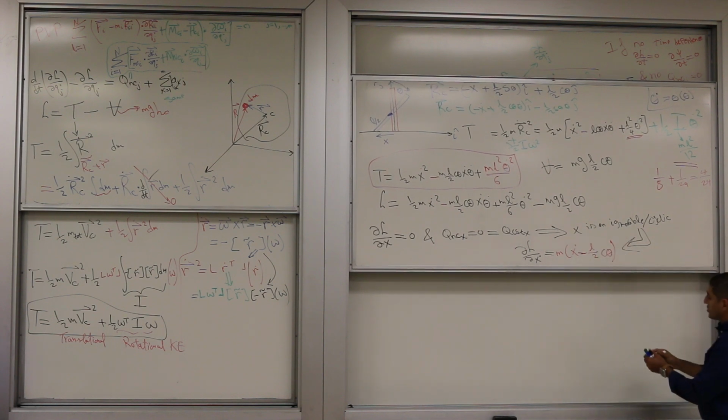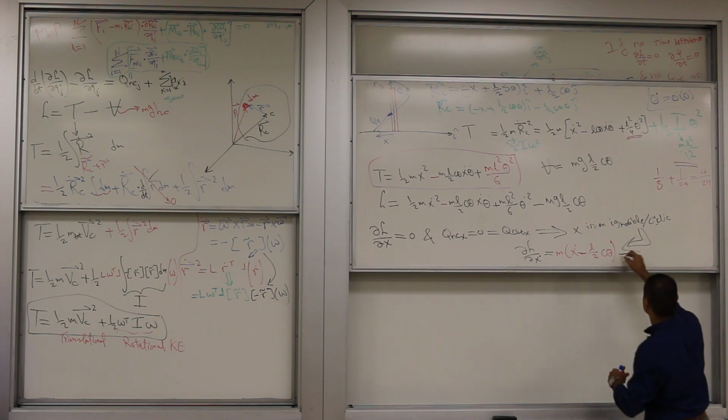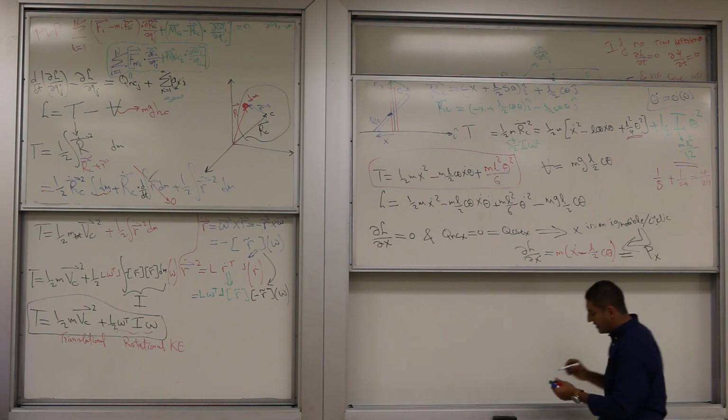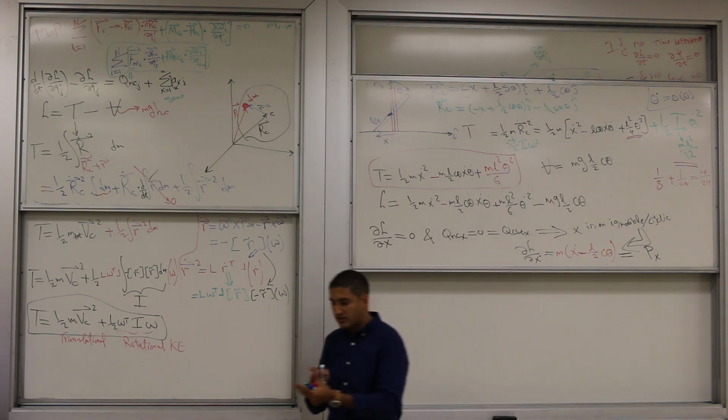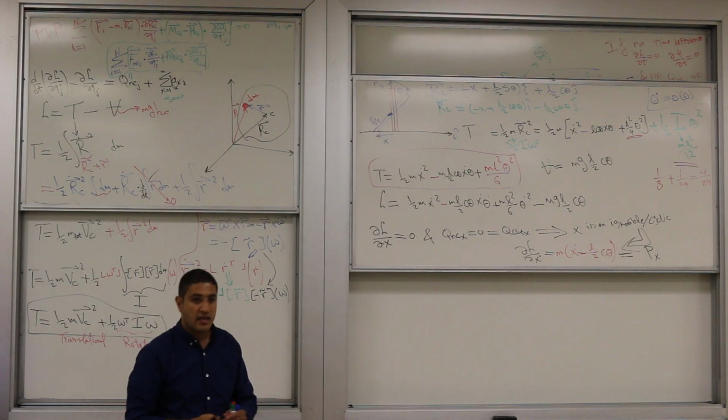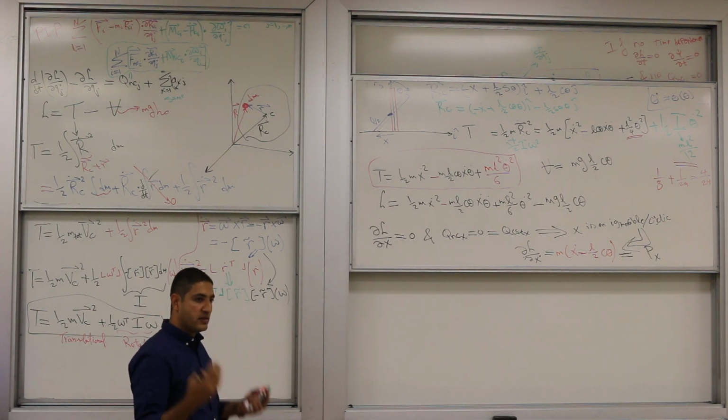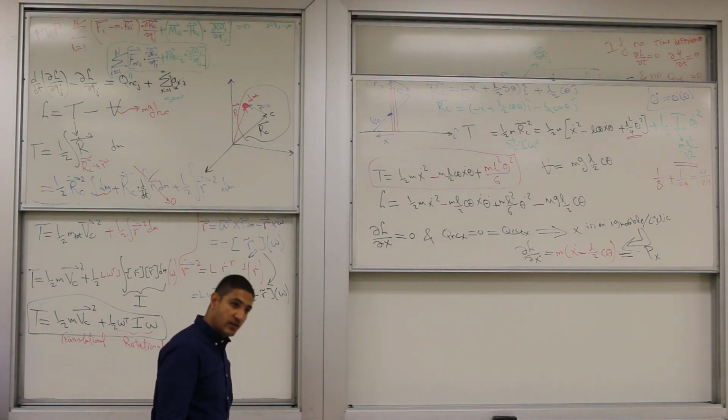So partial L, partial x dot, this is constant. I'm going to call it px, the linear momentum in the x direction. And this is conserved. And I guess you know very well now why this is conserved, right?